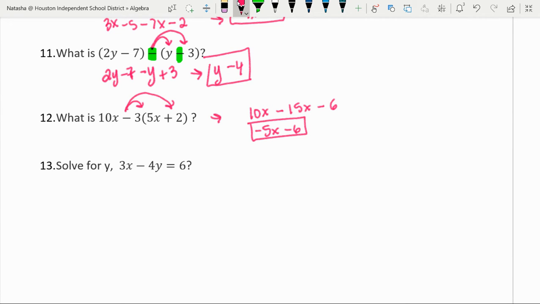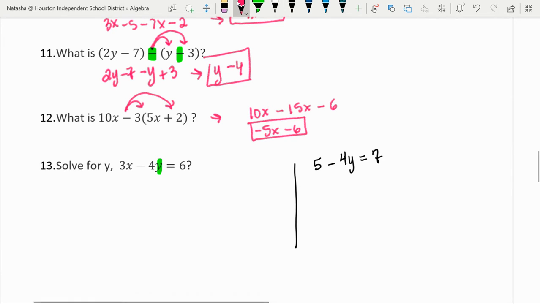Then solve for y on number 13. So this is one of those that we should do a lot of. And I'm going to do a side question just kind of similar to it, just so that it looks just like it. So let's say I have 5 minus, and let's say we'll use even the same term, so 4y. And let's say that's equal to 7, okay?